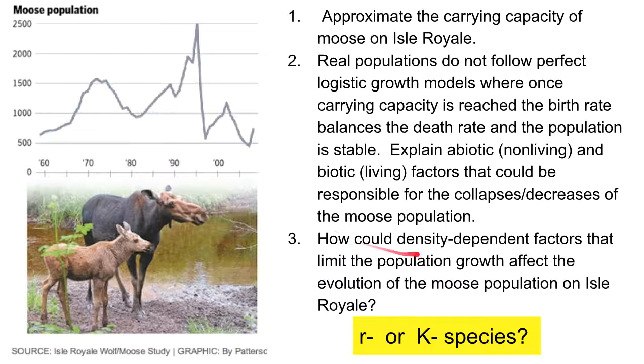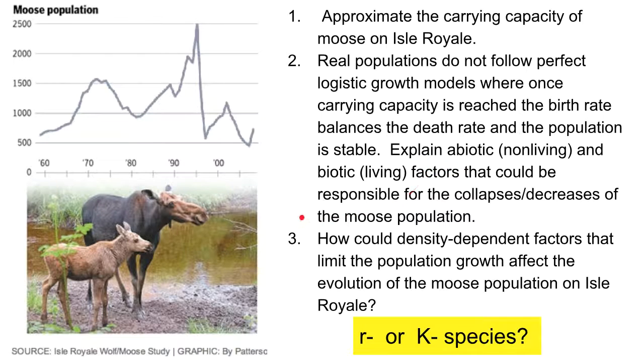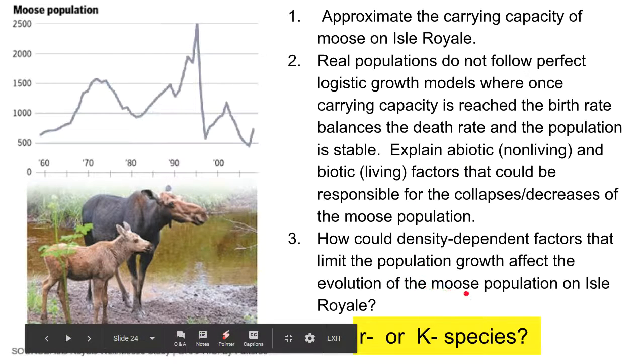Now, when we start thinking about those density-dependent factors that limit the population growth, how would that affect the evolution of the moose population? So think about something that you mentioned in here. If someone is better adapted to these factors that are going to limit them, how could the overall species change slowly over time? Are they going to sprout another set of legs and run faster? Probably not. But if they have a hard winter, those with the thicker fur might be able to live longer, and you might see a little shift in the population of the moose towards thicker fur.